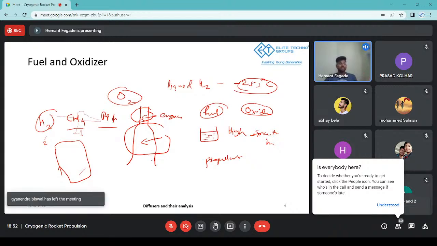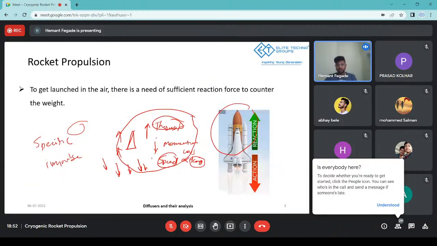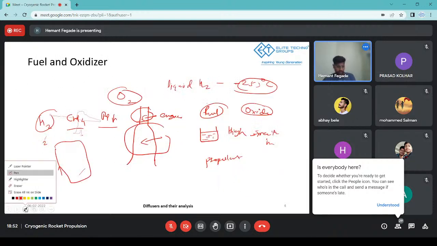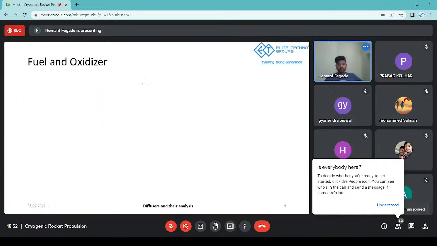So that is the fuel that you're going to use and store. Apart from that, the same thing is done with the oxidizer, like oxygen. So basically the structure goes this way. I'll just erase some of the things. Okay, the structure goes this way.